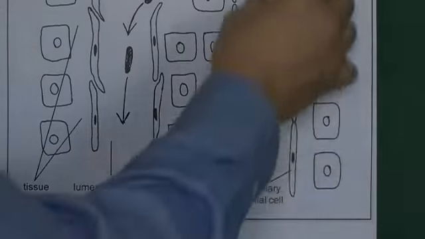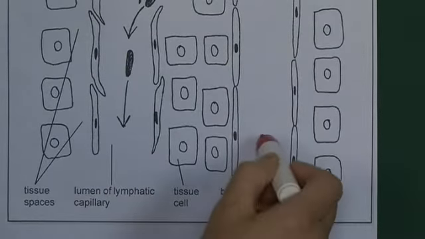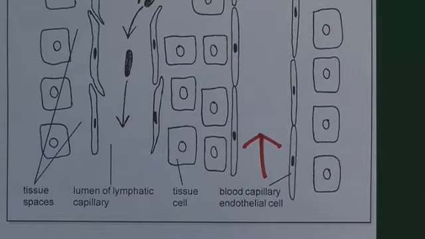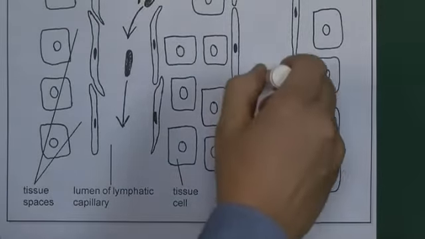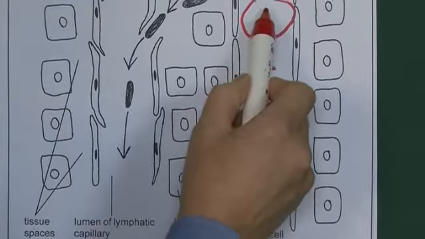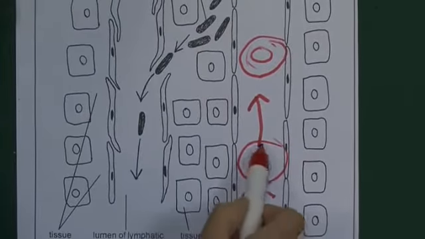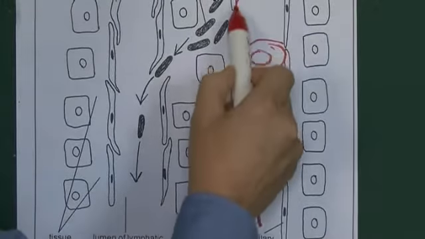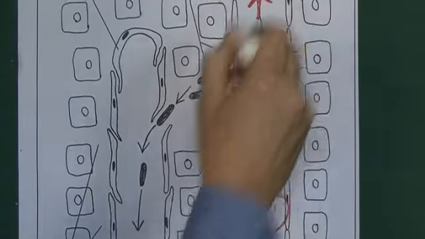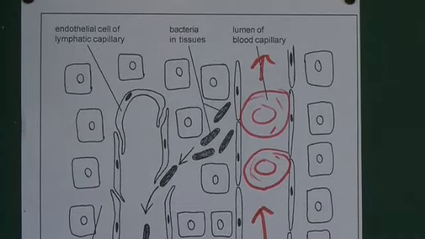So here we see a blood capillary with the endothelial cells, and the blood is going to enter from an arteriole into the arterial end of the capillary. The blood is going to go through the capillary. In fact, we could draw a couple of red cells just to show the blood going through the capillary. There's some red cells in the blood capillary. And of course the blood will leave to drain into the venule out of the blood capillary.